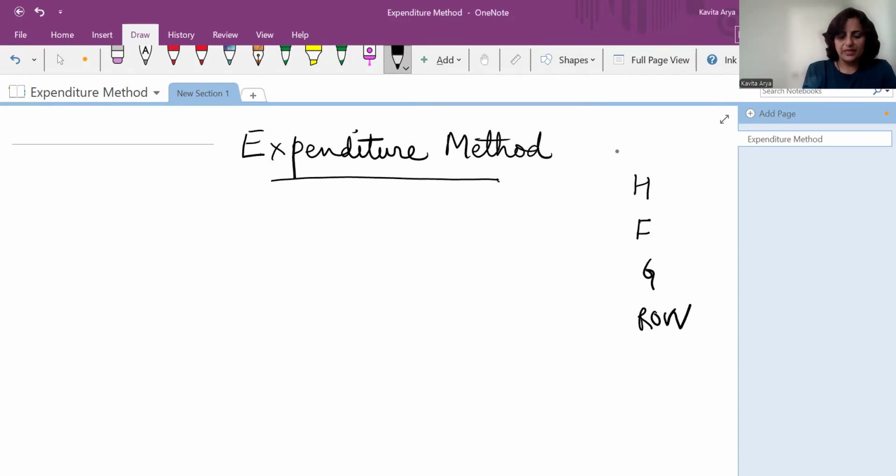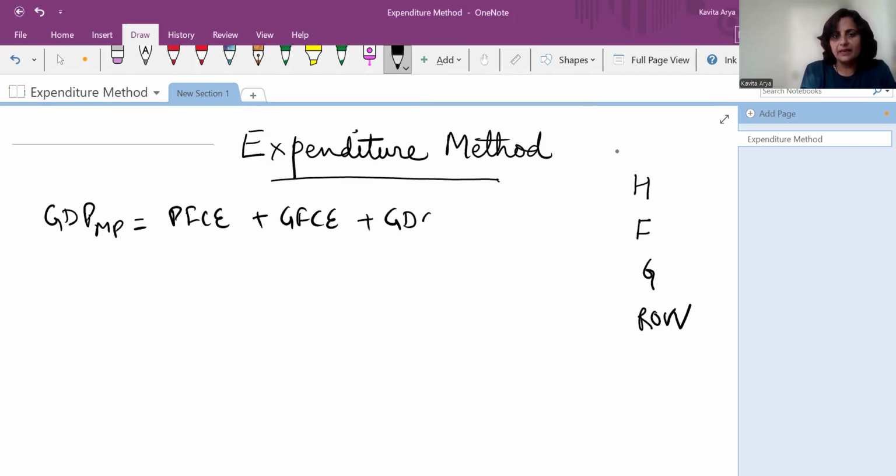Expenditure method gives us GDP at MP. The components of the expenditure method are private final consumption expenditure, government final consumption expenditure, gross domestic capital formation, and net exports. If you try to see, these four components are exactly these sectors named in a different manner.